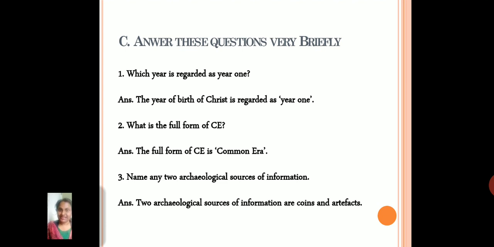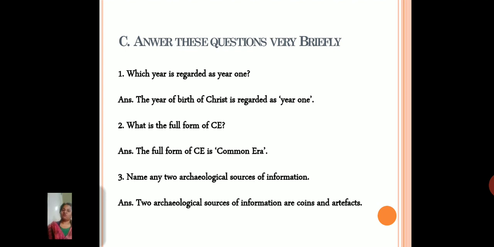So let's start writing the first question. You've written, I hope, "Answer these questions very briefly." After writing this, you are going to leave one line. After writing Roman number 1, "Answer these questions very briefly," leave one line, and then write question number 1: Which year is regarded as year 1? Copy the question from the textbook.